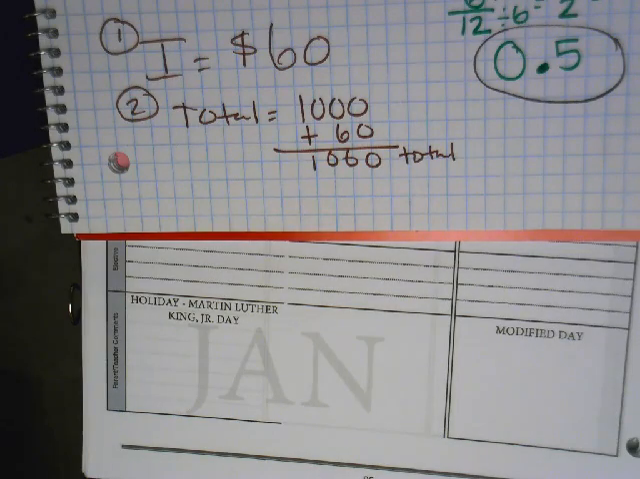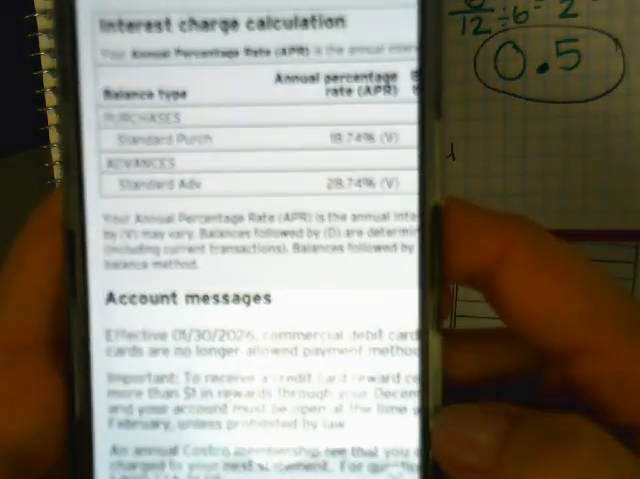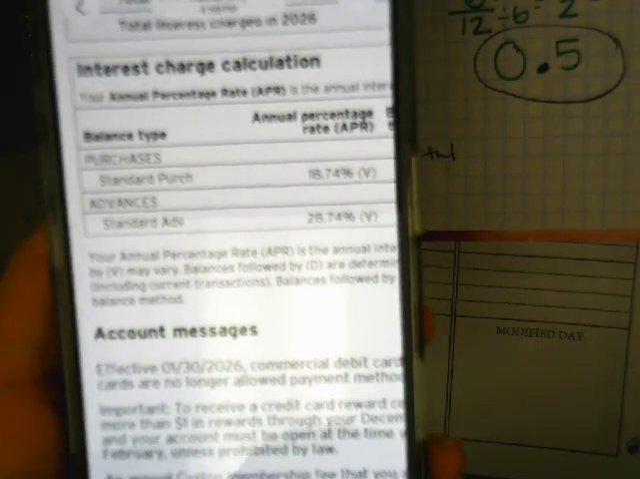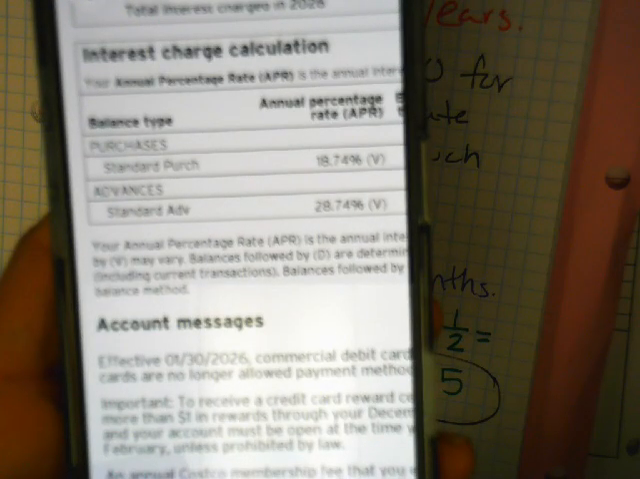So last night I was thinking about, hey, I talked about credit cards. I'm like, well, how much interest does my credit card charge me? And I looked it up. It's a little blurry, but maybe you should be able to make it out. So, here is my annual percent rate. This is my rate. It is 18.74. And then there's a V in parentheses.